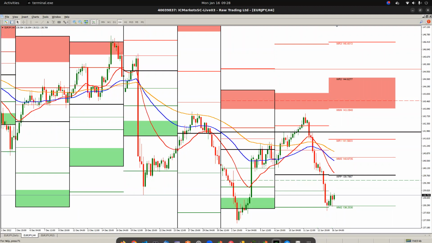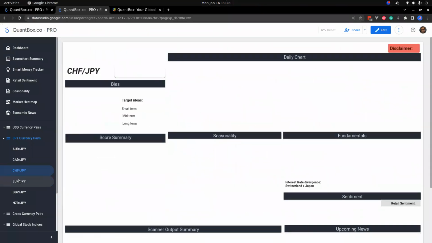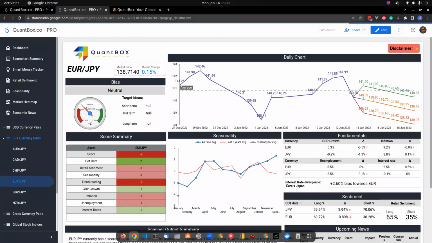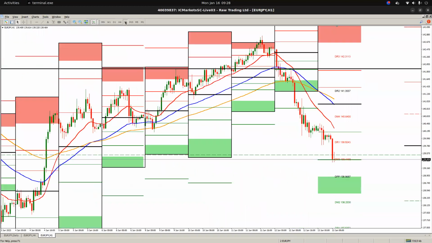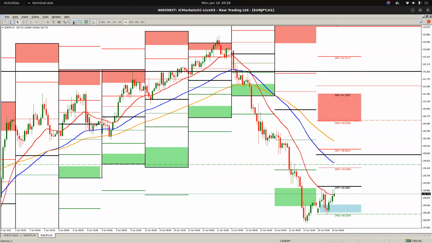So we've got euro yen down here as well, and looking at euro yen coming through neutral. Okay, cool. So in this situation here, euro yen comes through neutral. I can use technicals in this situation. So what I can do here is I can say, okay, have I got an opportunity to buy? What am I looking for?